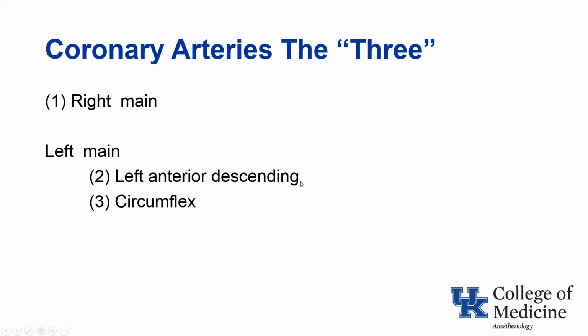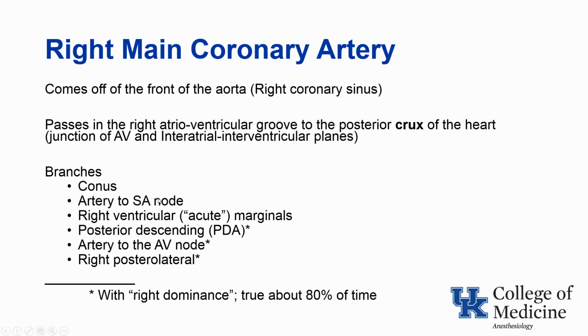Next, I would like to talk about the coronary arteries. We speak of three coronary arteries. As you know, there are actually only two main, the right main and the left main, but we refer to the two main branches of the left main, the LAD and the circumflex, as the other two. So the three vessels are the right main, the LAD, and the circumflex.